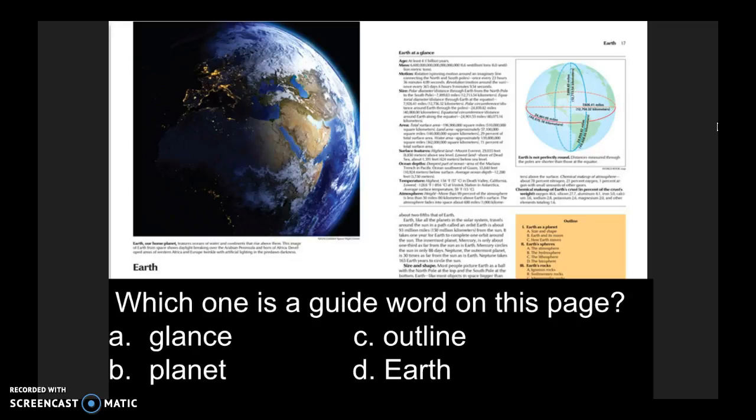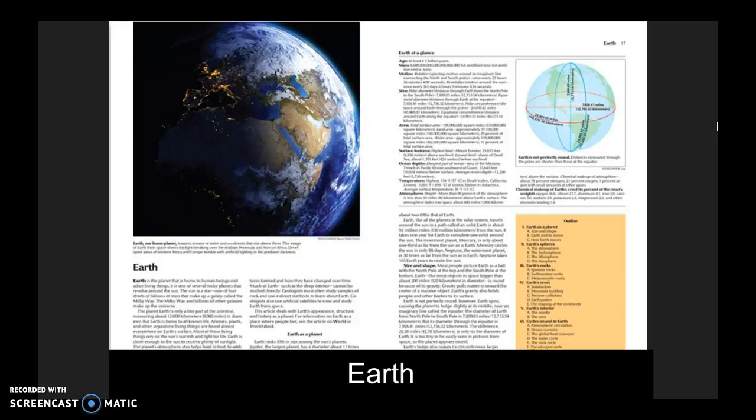Next, we have a question about an encyclopedia page. Which one of these is a guide word on this page? Glance, planet, outline, or earth? If you said earth, you are correct.